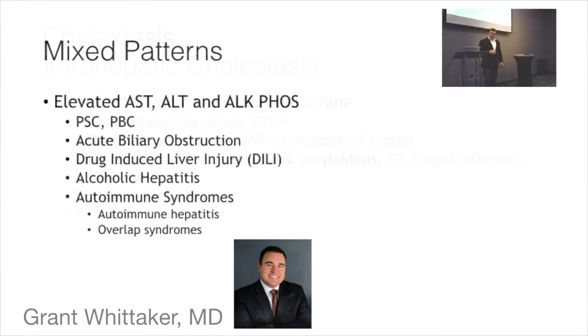And then, of course, PSC and PBC can also have this pattern. And then finally, when you have AST, ALT, and alk phos all elevated, again, PSC and PBC can all do that. Biliary obstruction, I've seen many patients with choledocholithiasis, a common bile duct stone, with really high AST, ALT, alk phos, and total bilirubin. Any drug-induced liver injury, even though that's mainly a cholestatic pattern, can also raise all three at the same time: AST, ALT, alk phos.